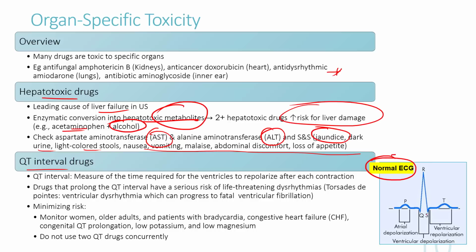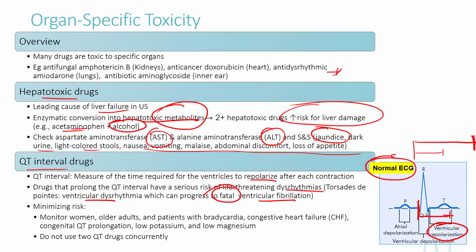Another group of drugs actually prolong the QT interval. If you look at the normal ECG, the QT interval basically is this. The QT interval is the time needed for the ventricles to relax, to repolarize after each contraction. When the QT, instead of being this long, is actually that long, it might cause dysrhythmias, right? It can cause a specific kind of dysrhythmia called torsade de pointes, which causes ventricular dysrhythmia, and then it can progress to VFib, which is fatal.